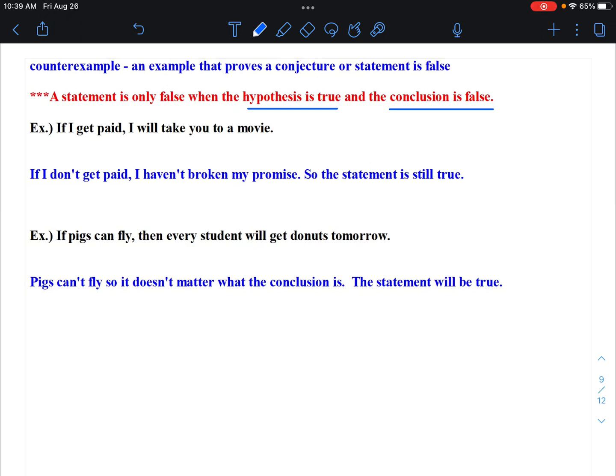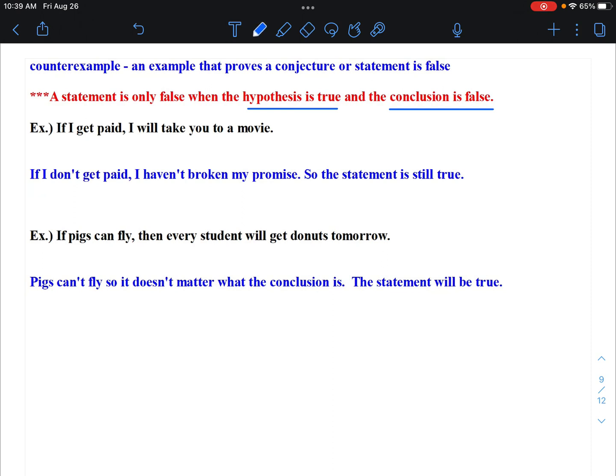If I get paid, I will take you to a movie. Okay, there's that if-then statement. You could even throw then in there. If I get paid, then I will take you to a movie. So if I don't get paid, meaning the first part of it is false, there've been no promises broken, so the statement is true. If I don't get paid and I take you to a movie, I never lied to you. If I don't get paid and I don't take you to a movie, that's also fine. I never lied to you. I've never broken my promise. So both of those would be true statements, okay?